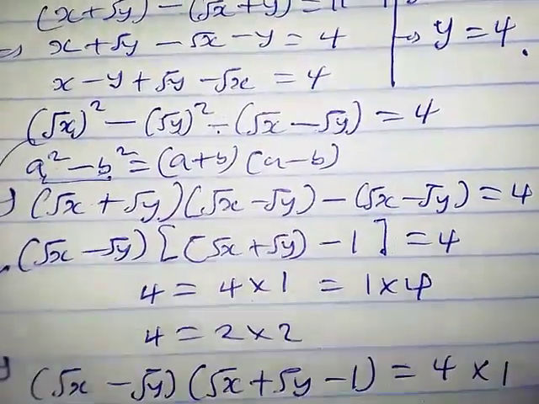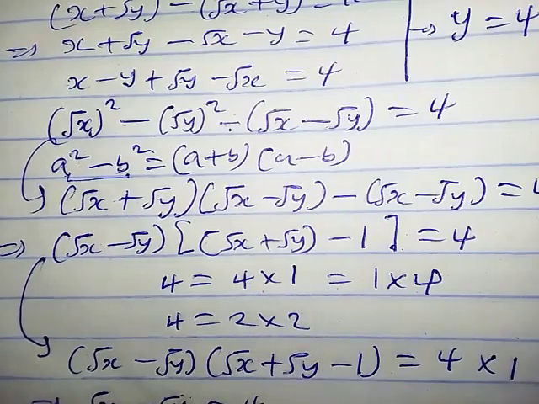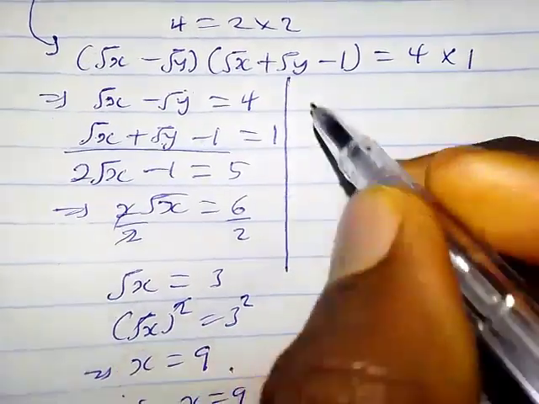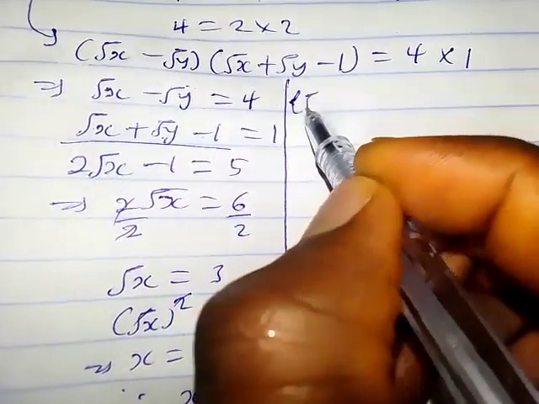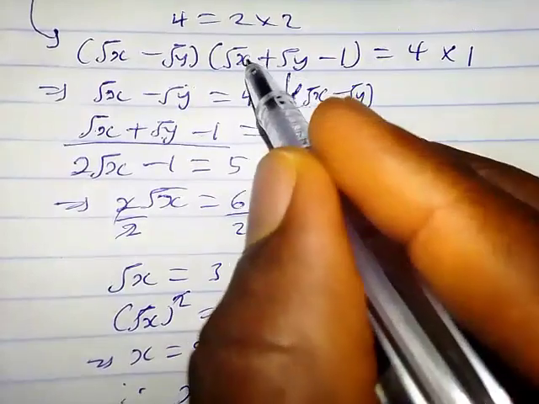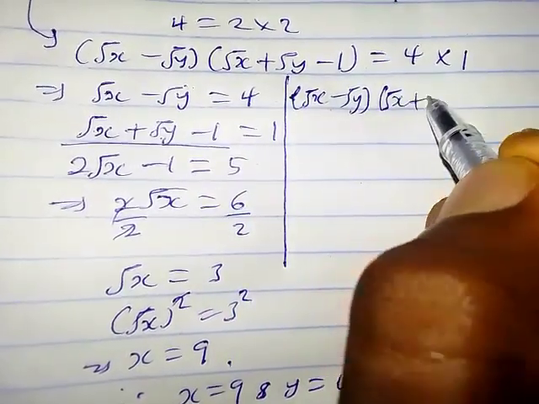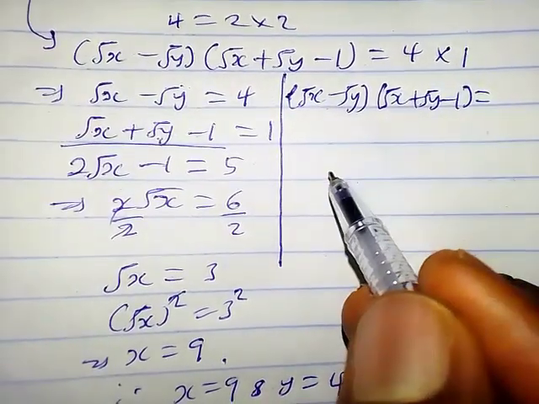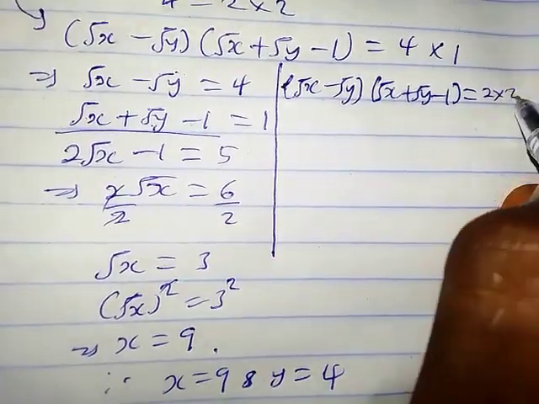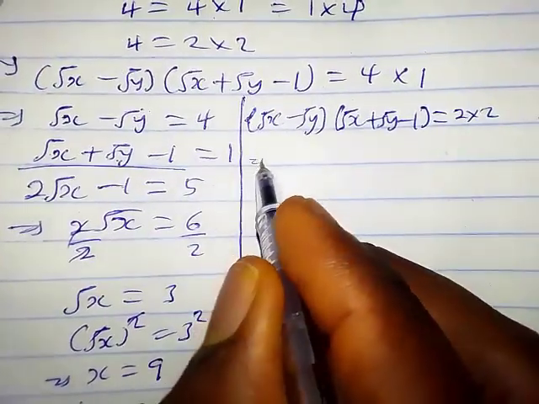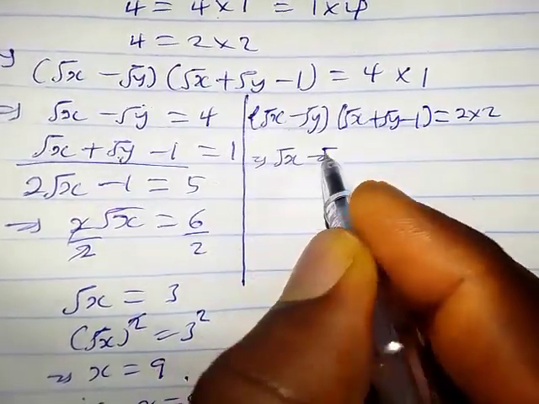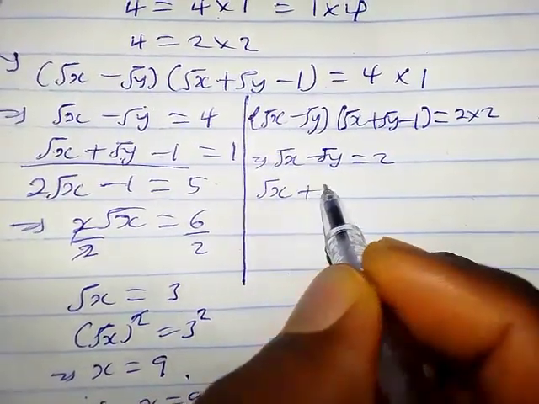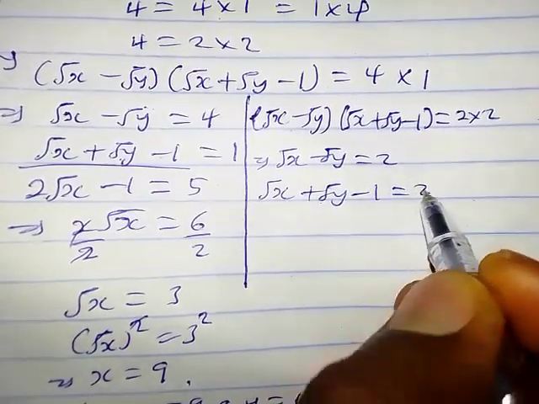Now let's check case 2, when 4 equals 2 times 2. What do we have? We have square root of x minus square root of y times the bracket square root of x plus square root of y minus 1 equals, instead of writing 4 times 1, 2 times 2. This implies square root of x minus square root of y equals 2, and square root of x plus square root of y minus 1 equals 2.